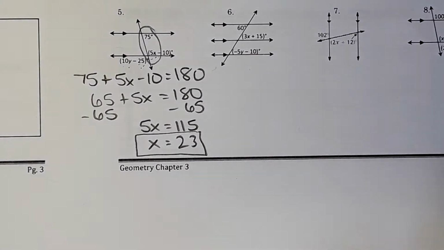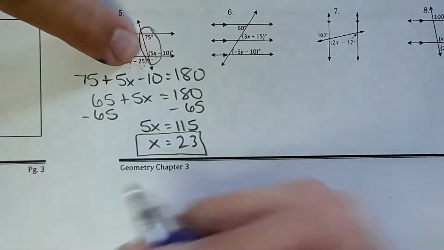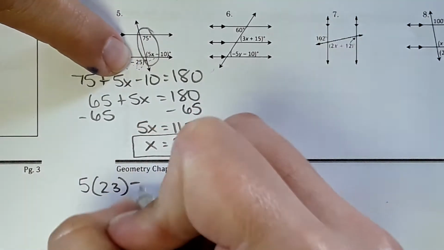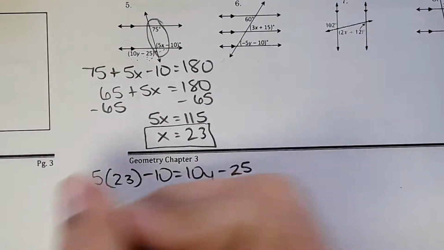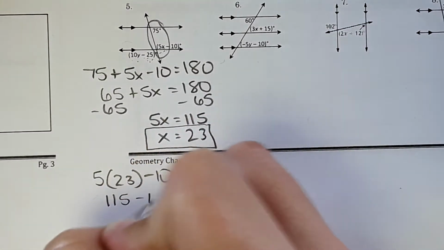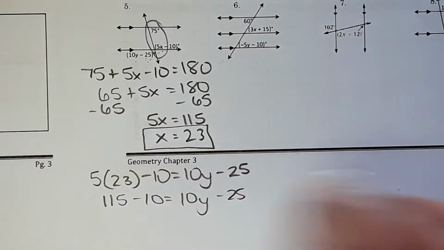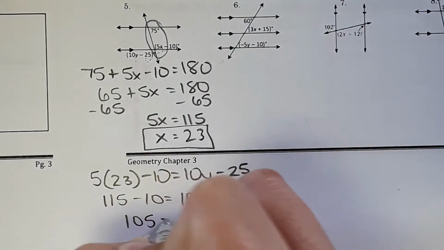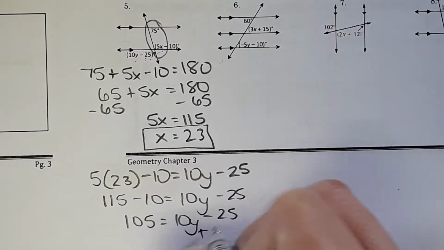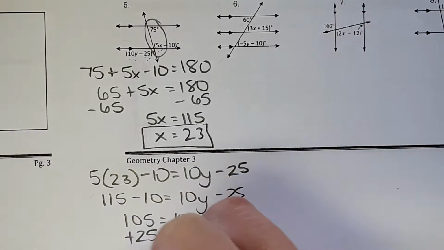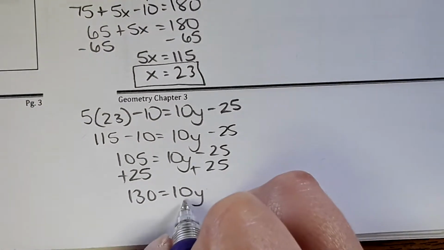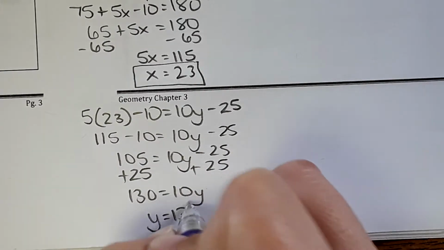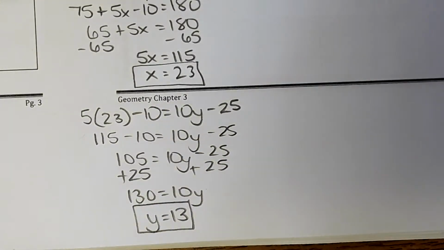Now that we have that, we can solve for y. We have vertical angles here that are equal, so I'm going to put these two expressions equal. I'll just plug in 23 for x. Five times 23 is 115. And then y equals 13. So x equals 23, y equals 13.